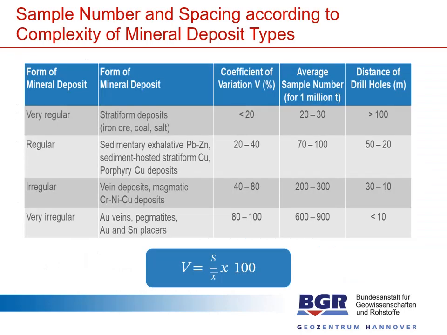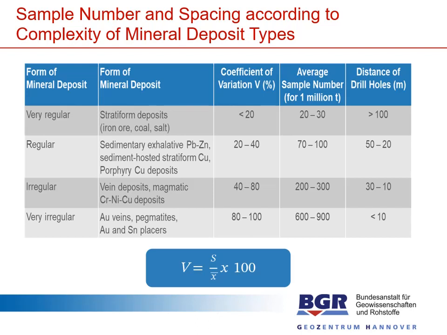This difference in complexity is defined by the coefficient of variation, which is the standard deviation divided by the mean value times 100 to get the coefficient of variation in percent. When this coefficient is below 20, we are talking about a very regular deposit. It's usually stratiform deposits like iron ore, coal or salt, and the average sample number for 1 million tons of ore is 20 to 30, and the distance of drill holes can be higher than 100 meters.